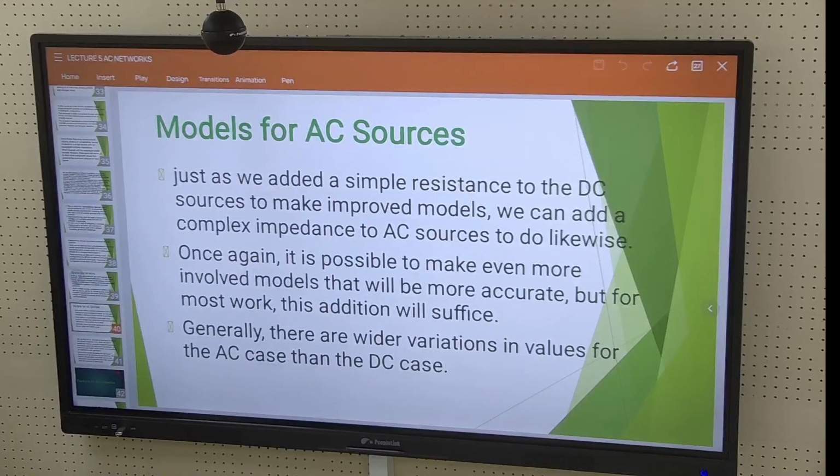Models for AC sources. Just as we added a simple resistance to a DC source to make an improved model, we can add a complex impedance to AC sources to do likewise. Once again, it is possible to make an even more involved model that will be more accurate, but for most work, this addition will suffice. Generally, there is a wider variation in values for the AC case than the DC case.